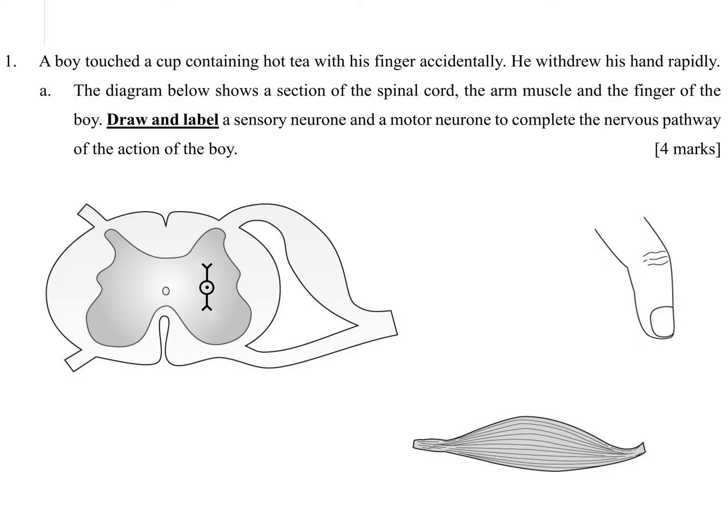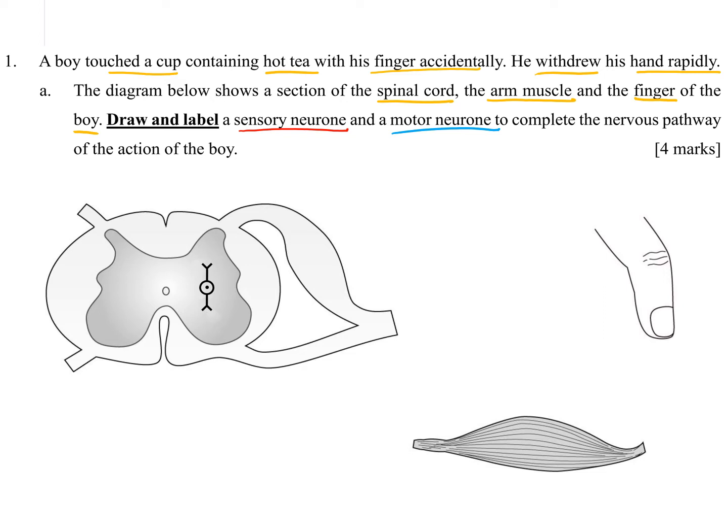Question 1. A boy touched a cup containing hot tea with his finger accidentally. He withdrew his hand quickly. A. The diagram below shows the section of a spinal cord, the arm muscles, and the finger of the boy. Can you draw and label a sensory neuron, a motor neuron, to complete the nervous pathway of the action of the boy?